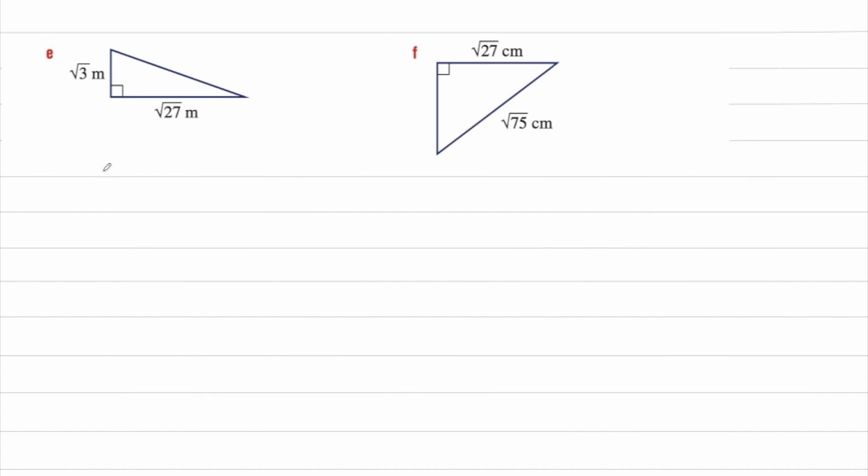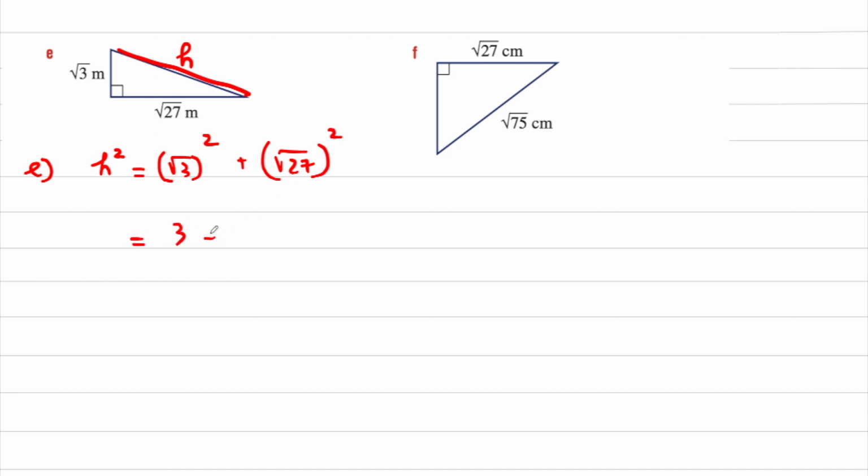Question E, one more time for the hypotenuse side. Hypotenuse side in this case is square root of 3 squared, and then square root of 27 squared one more time. Here is 3, here is 27. H squared equals 30, like this one. H equals square root of 30.